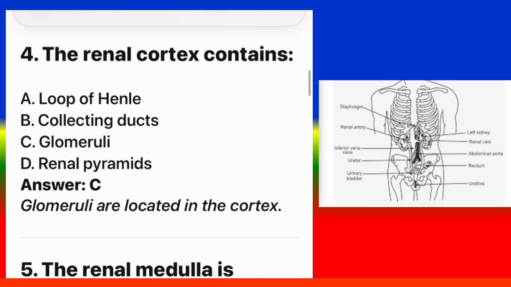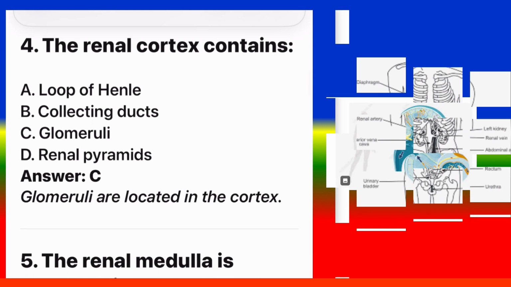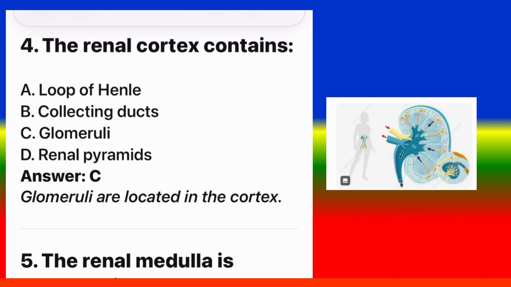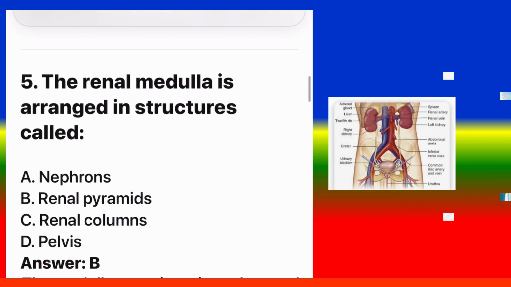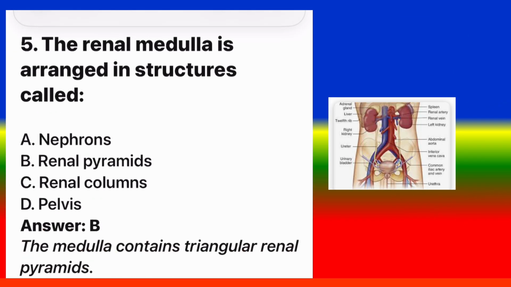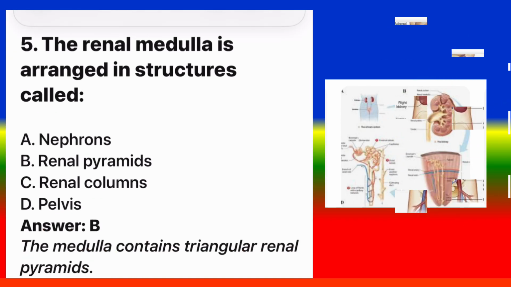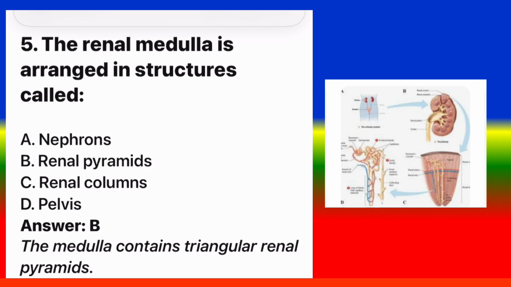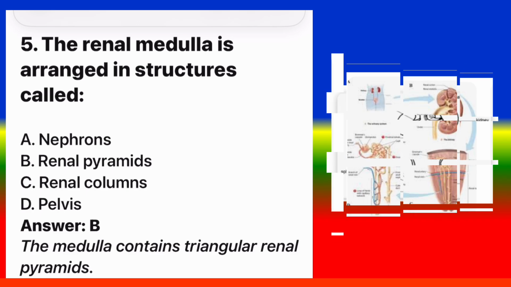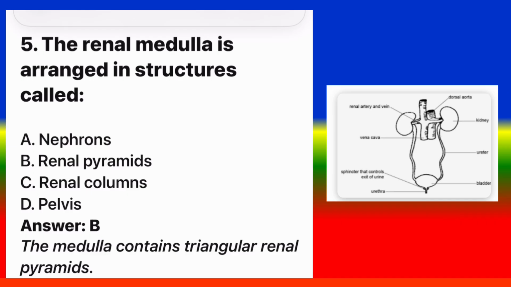4. The renal cortex contains A. Loop of Henle. B. Collecting ducts. C. Glomeruli. D. Renal pyramids. Answer C. Glomeruli are located in the cortex. 5. The renal medulla is arranged in structures called A. Nephrons. B. Renal pyramids. C. Renal columns. D. Pelvis. Answer B. The medulla contains triangular renal pyramids.